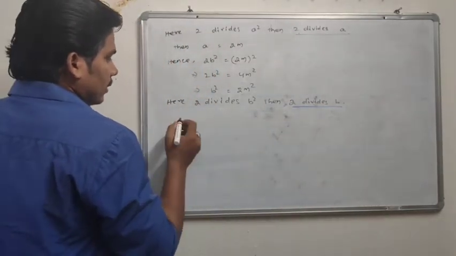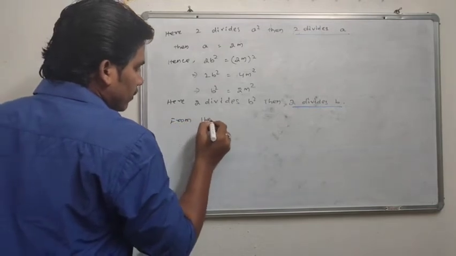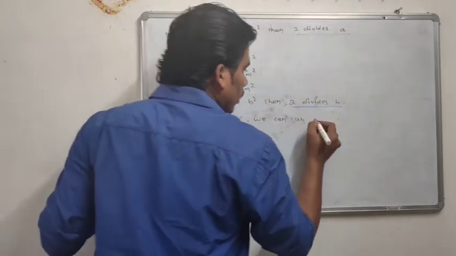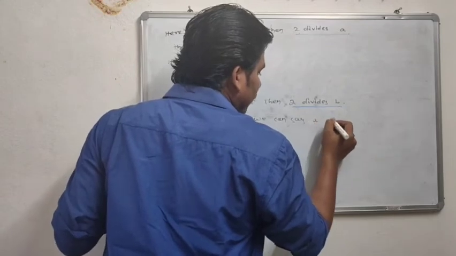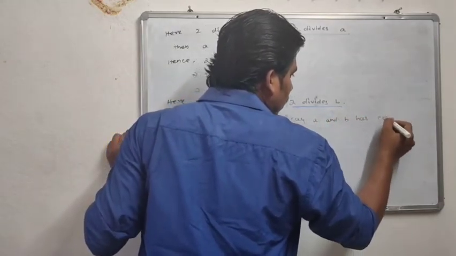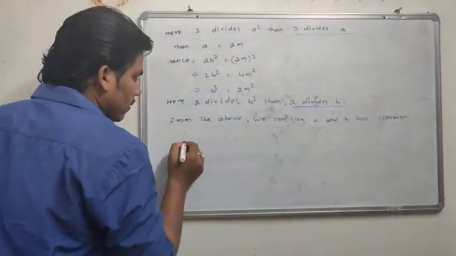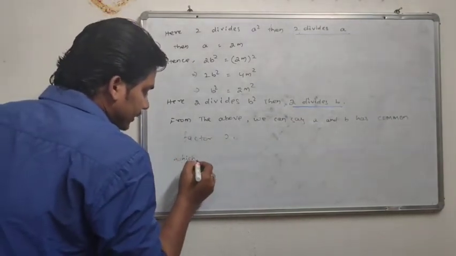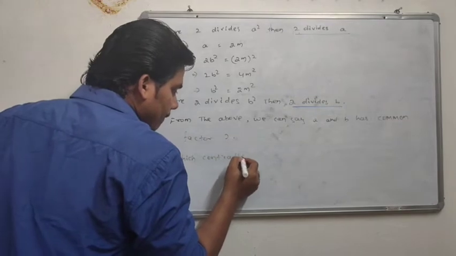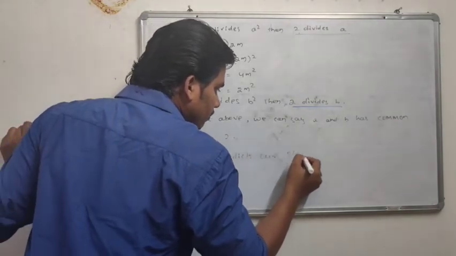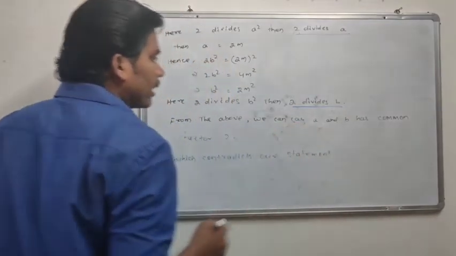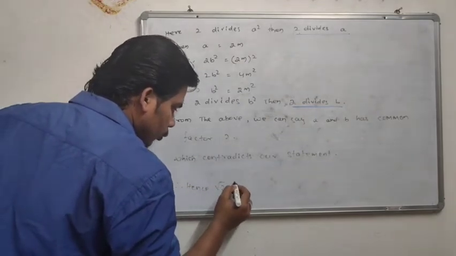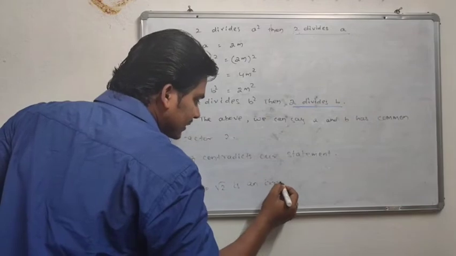Here, from the above, we can say a and b have common factor 2, which contradicts our statement. Hence root 2 is an irrational number.